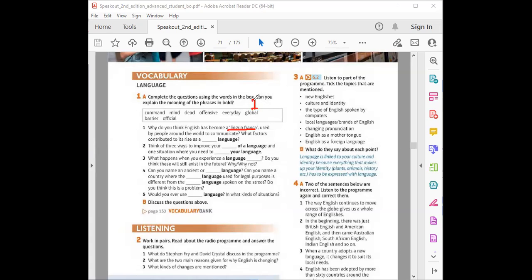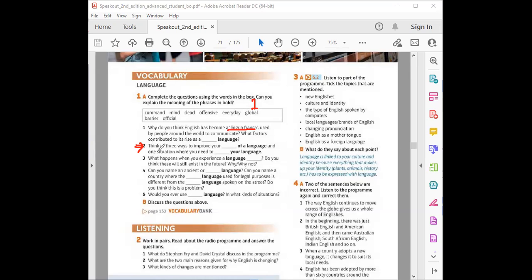Okay. All right, who wants to do number 2? Tasneem can do it. Okay, I will try. I'm not sure, by the way. No problem. Think of 3 ways to improve your barrier of a language, and 1 situation where you need to official your language. That's all.